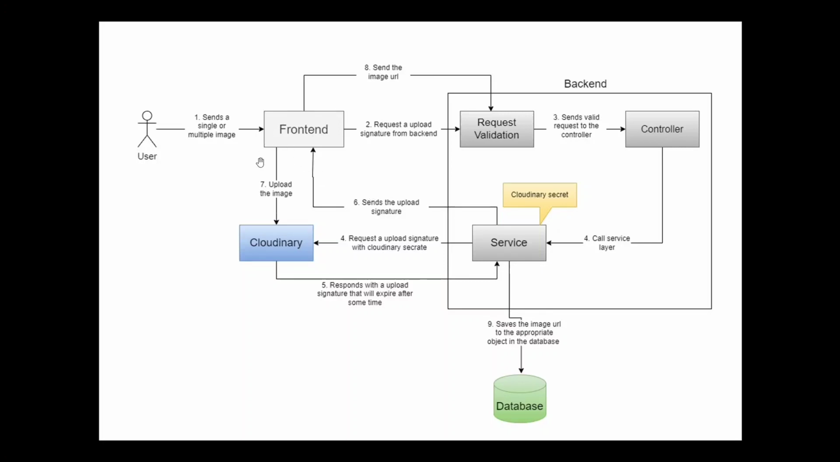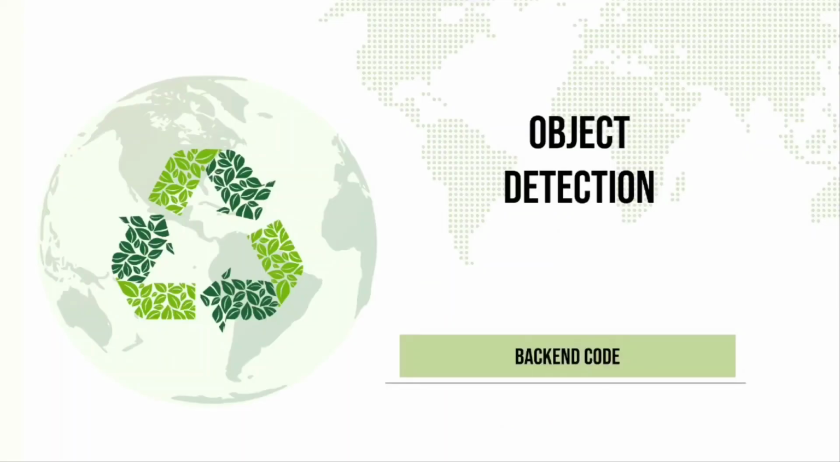In this way, the images are never actually sent to the backend and are directly uploaded from the front end. And also, we are performing all the validations in the backend without actually sending any large file like images or multiple images to the backend. So let's check out the Python service that we're using for object detection in our project.